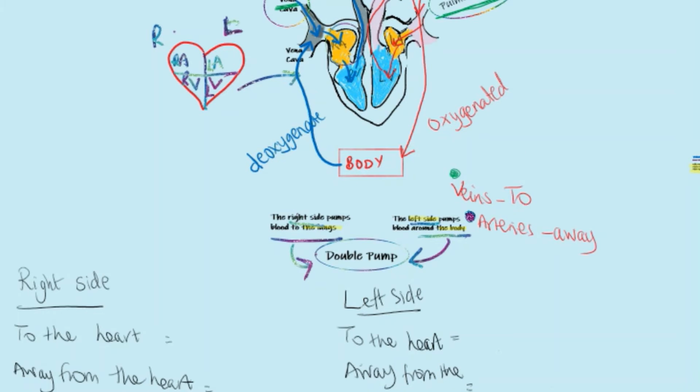Well, let's recap that. On the right side, to the heart, it comes in the vena cava. Away from the heart, it goes away by the pulmonary artery. On the left side, it comes to the heart through the pulmonary vein, and it goes away from the heart through the aorta.